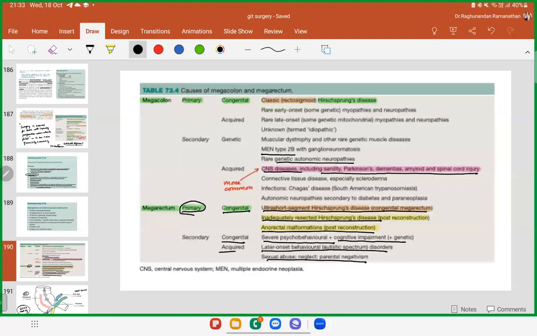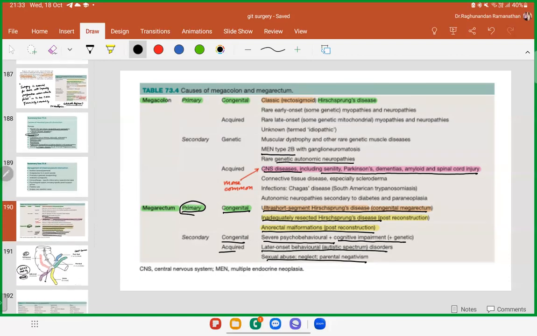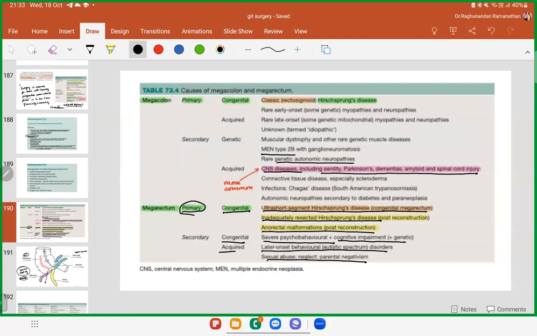So this is a rough table, a column given in your Bailey regarding megacolon and megarectum. Congenital, it is classically due to Hirschsprung disease. And secondary, you want to remember the CNS diseases like Parkinson, dementia, amyloid, and spinal cord injury, acquired causes. Primary megarectum is congenital, ultra short segment Hirschsprung disease. And inadequately resected Hirschsprung disease is also a cause. And then anorectal malformation is also one of the causes of megarectum, which we will be discussing later.